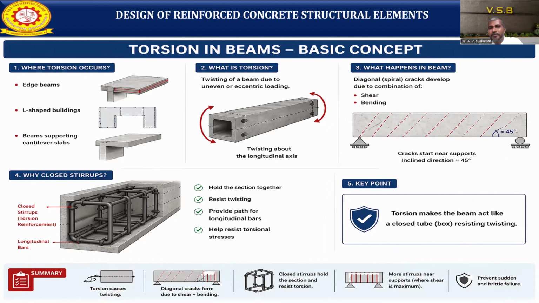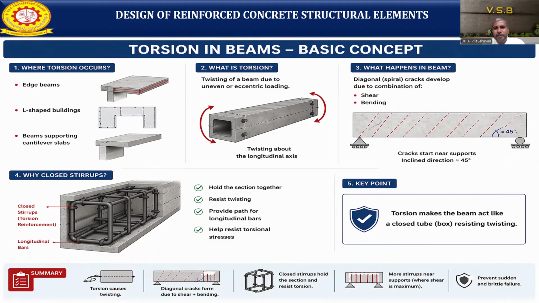So what is the key point of this one? Torsion makes a beam act like a closed tube, like a box resisting the twisting, because now tremendous forces in combination of shear and bending are going to act, which we need to hold. We need to provide torsion reinforcement.